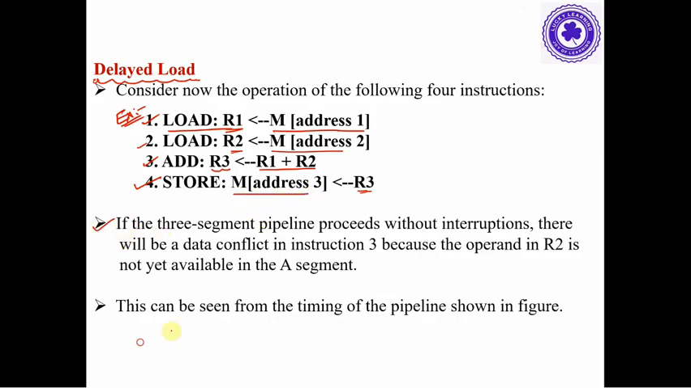If the three-segment pipeline proceeds without any interruptions, there will be a data conflict in instruction number 3, because the operand in R2 is not yet available in the A segment. Maybe you haven't understood this point. You can understand it from the timing of the pipeline shown in the figure.